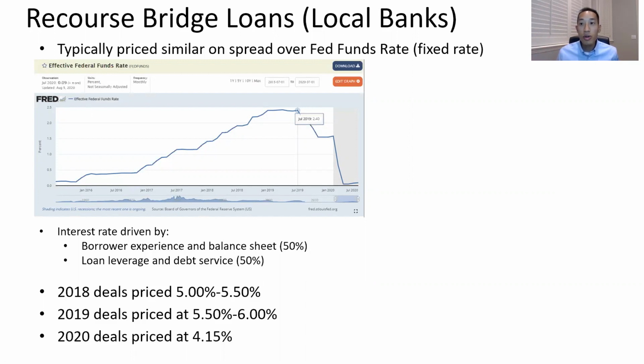When we were doing deals in 2018, when the federal funds rate was about 1.5%, the pricing on recourse bank loans was about 5 to 5.5%. Then in 2019, as the Fed started raising rates, with the federal funds rate up to almost 2.5%, we saw recourse bank loans at 5.5 to 6%, and we actually closed them in that range. We're pricing deals right now, and the federal funds rate has come down from 2.5% to essentially zero. We're seeing recourse bank loans at about 4 to 4.5% right now.